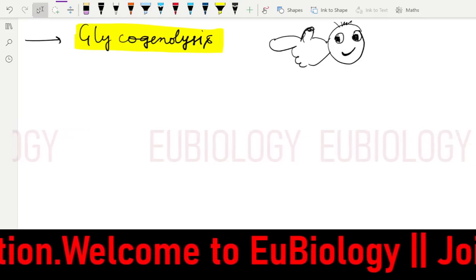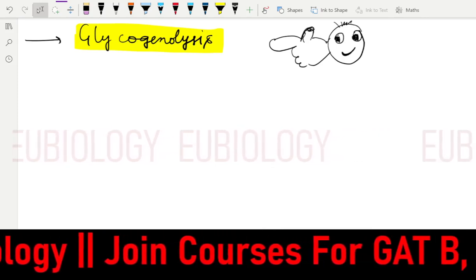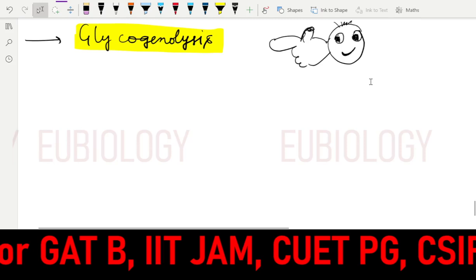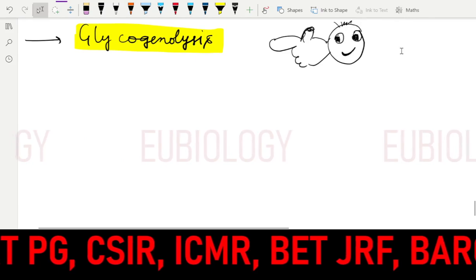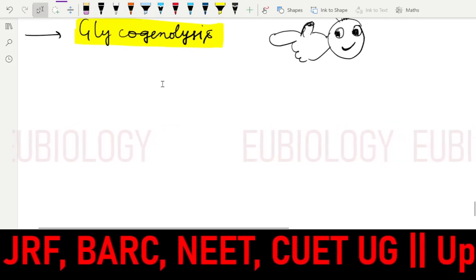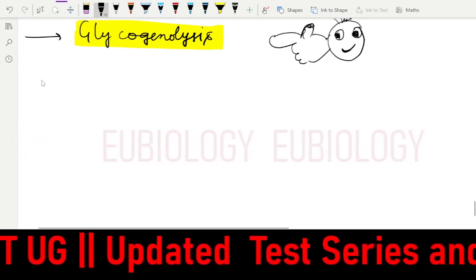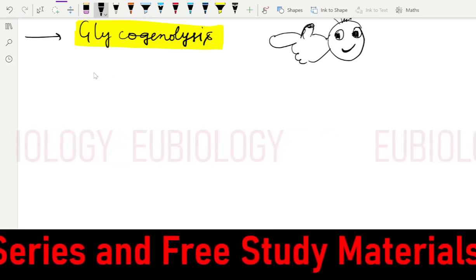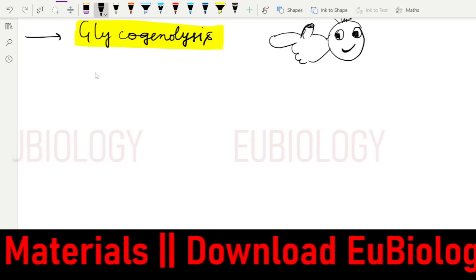This is a continuation of the series of videos. If you didn't watch the earlier videos, you can see the links on the above right side corner. You can tap and watch them. Glycogenolysis is important in terms of body metabolism, and in terms of examinations also. Just now we saw how glycogen is formed. Now we will see how glycogen is broken down.